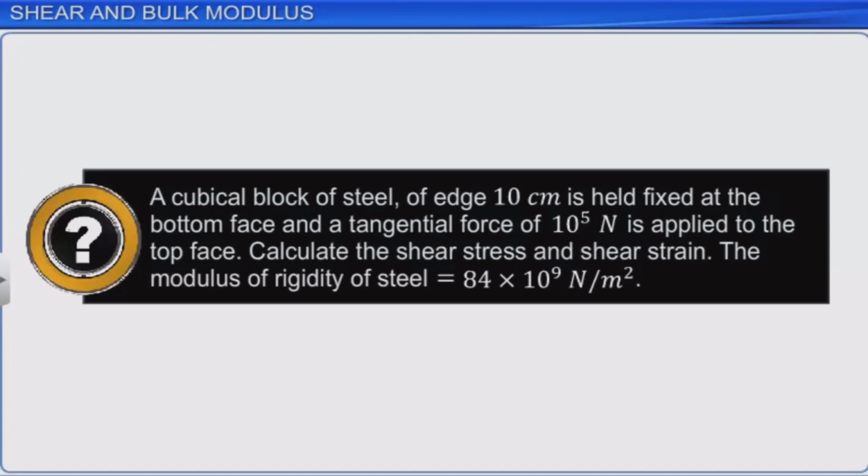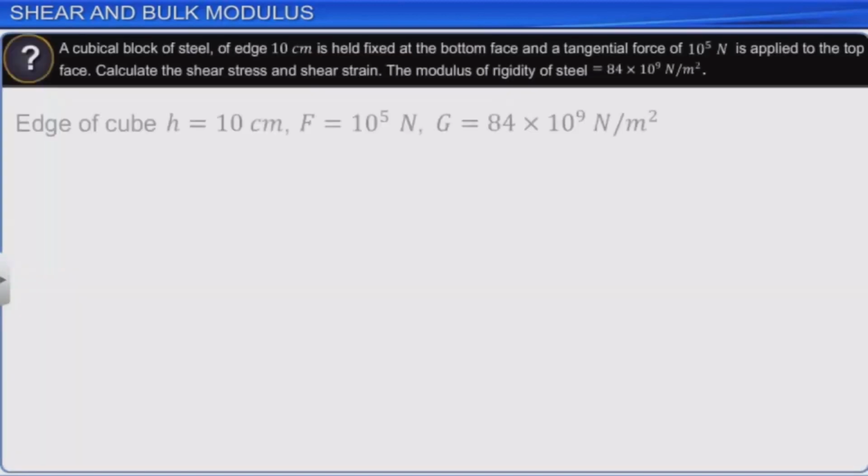The modulus of rigidity of steel is 84 times 10 to the power 9 newtons per meter square. The values given in the problem are the tangential force, the edge of the cube, and the modulus of rigidity. We calculate the area A of the face to which the tangential force is applied.